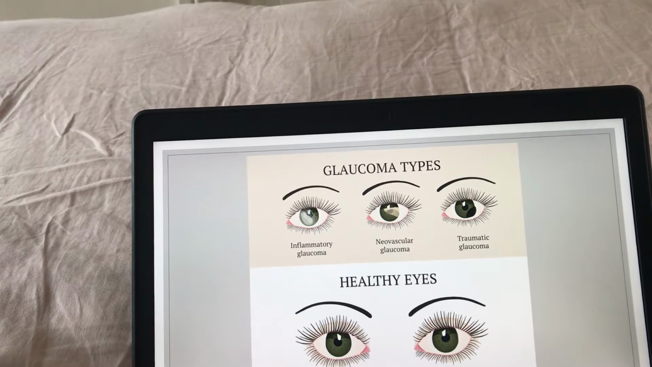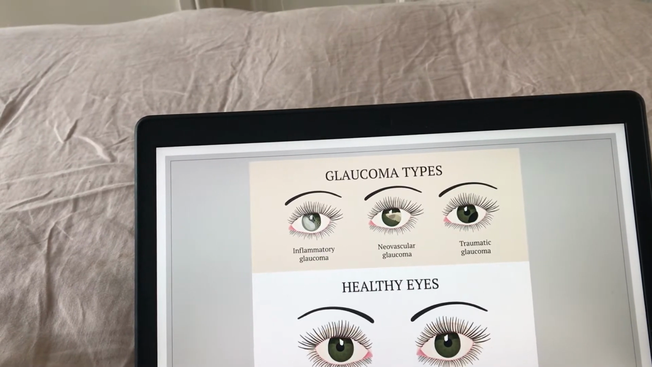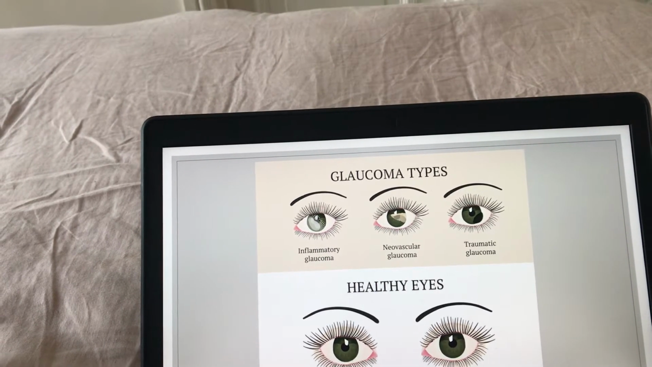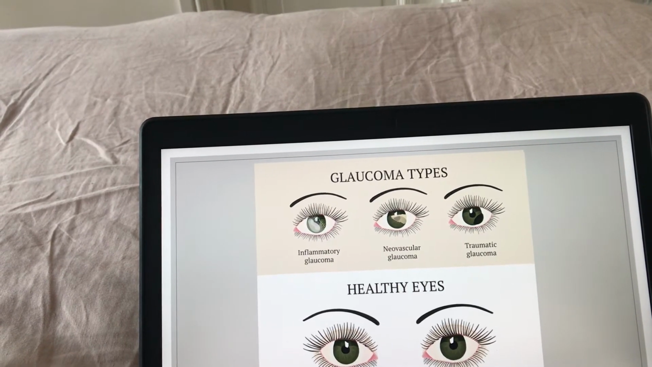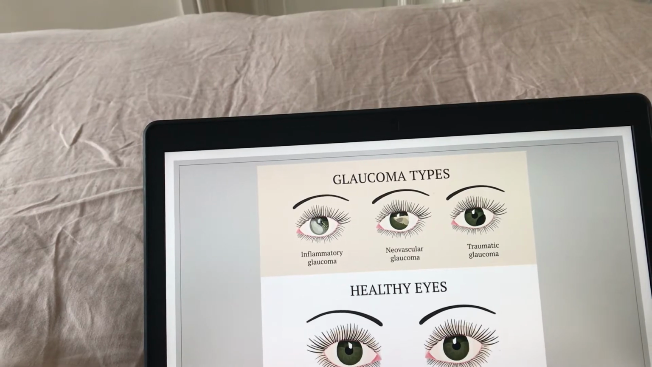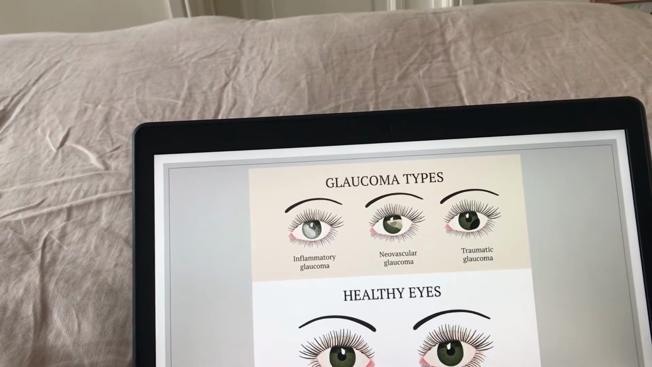Neovascular glaucoma is a potentially blinding secondary glaucoma characterised by the development of neovascularization of the iris, elevated intraocular pressure, and in many instances poor visual prognosis.